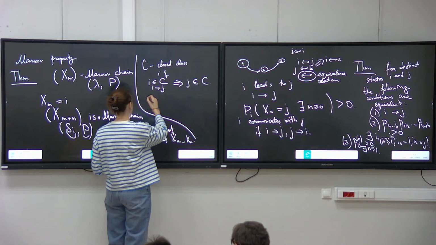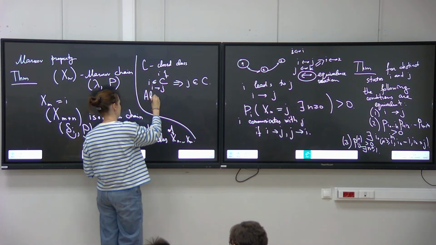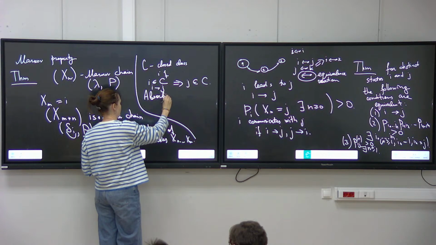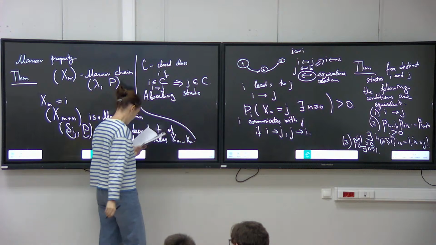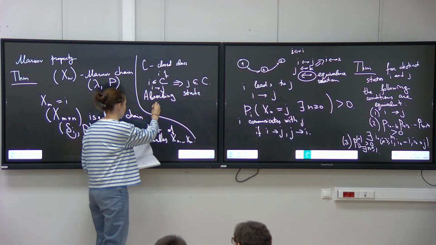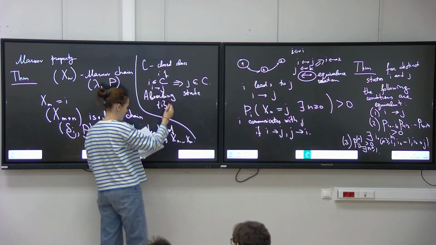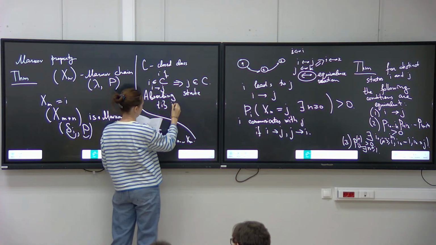Then we can also define an absorbing state. An absorbing state is a state such that the class formed by the state is a closed class.